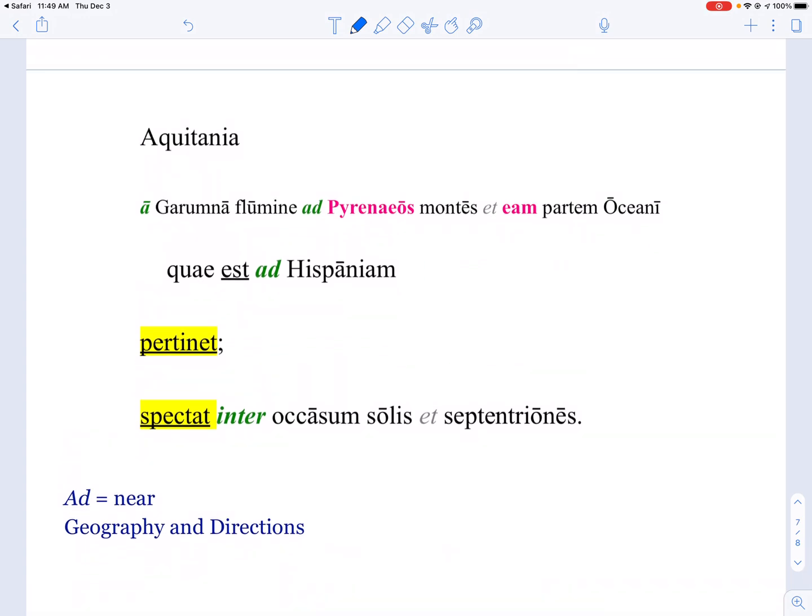And then one thing that you'll see is that ad, which we're used to translating as "toward," can also mean "near." And then still more geography. The occasum solis is the falling of the sun. That's the west. We've got more north. So just have a picture in your mind of the map.